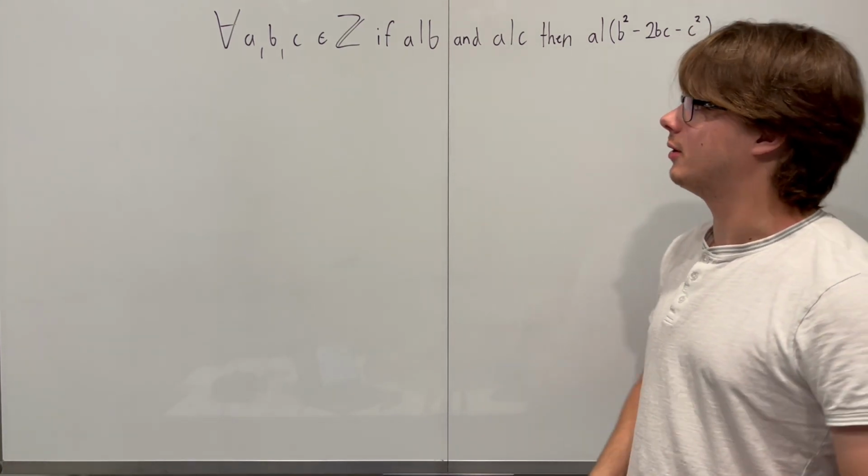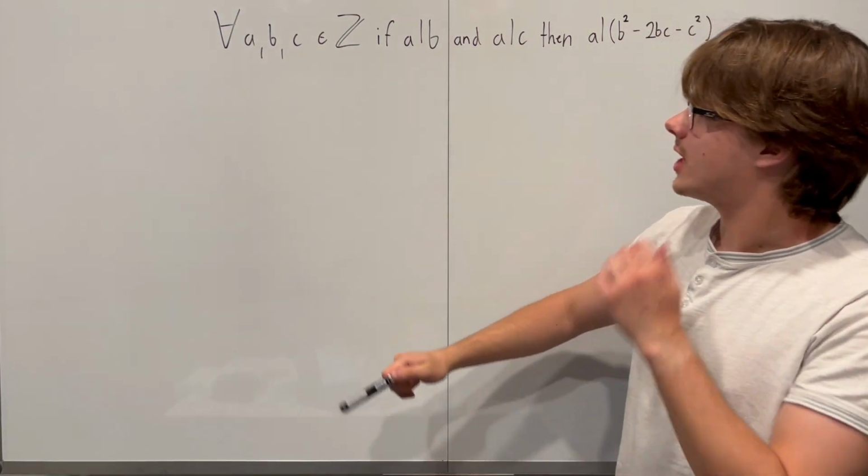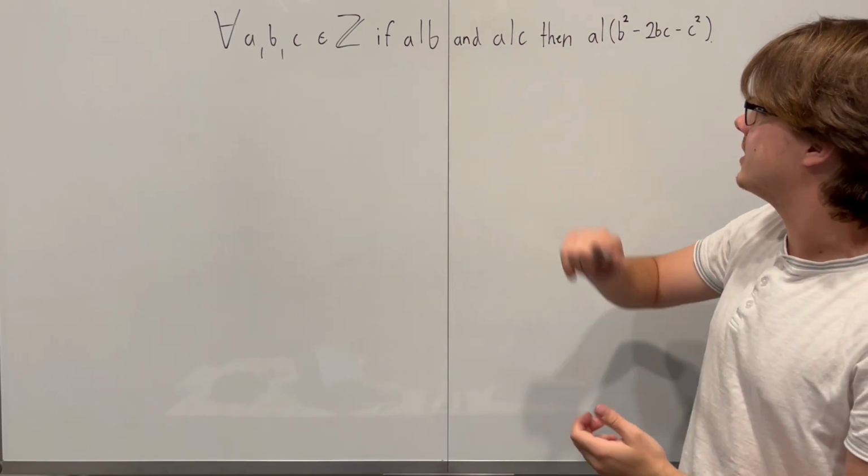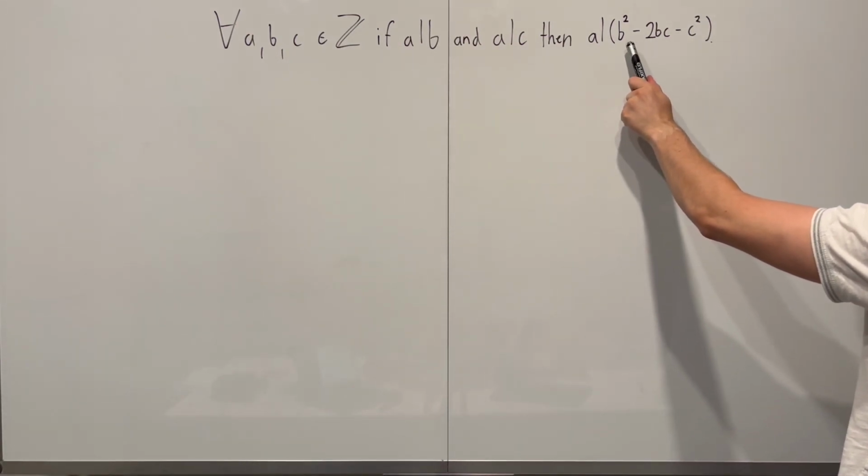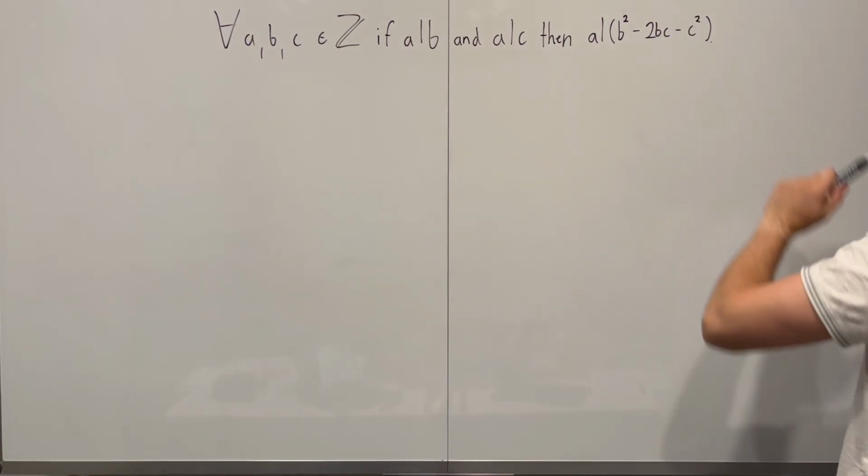Is the following statement going to be true? That for all integers a, b, and c, if a divides b and a divides c, then a divides b squared minus 2bc minus c squared.